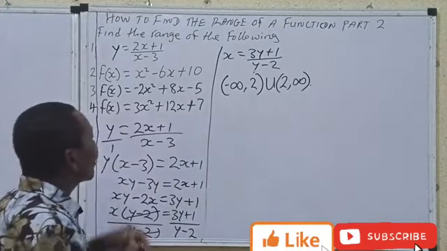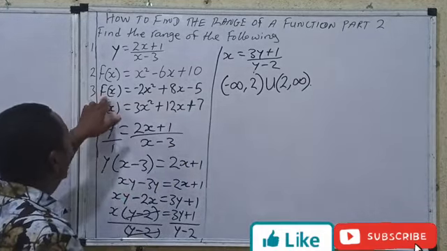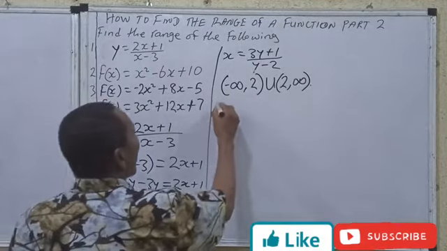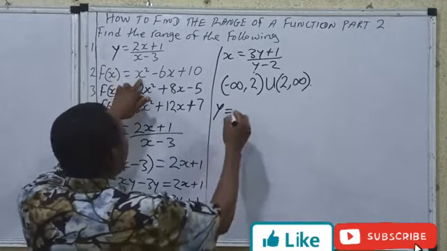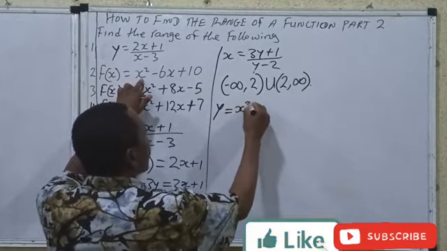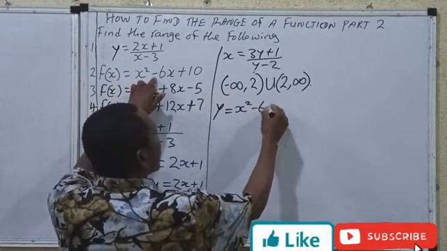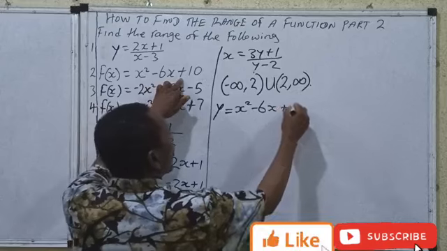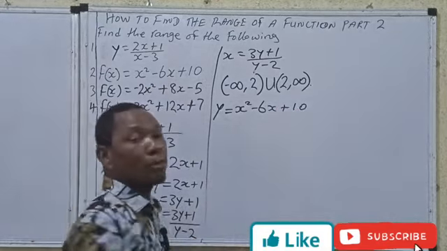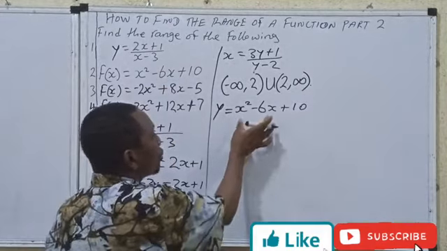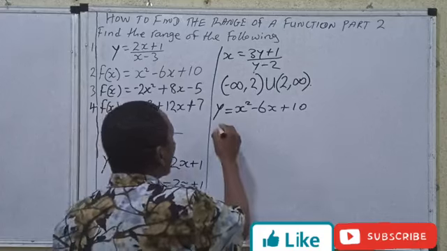Now the second question is, instead of f of x, I'll put y there. So we now have y is equal to, okay, this is the second question, y is equal to x squared minus 6x plus 10. Now, how do you solve this? This is very easy compared to other questions. What you just need to do is differentiate this. All right, so how do I differentiate it?